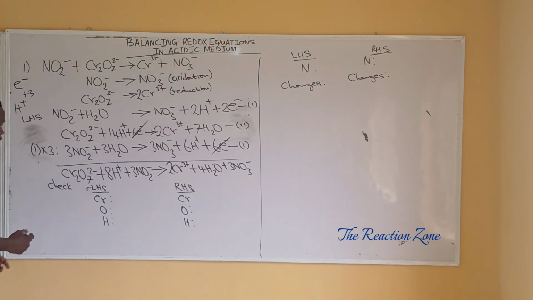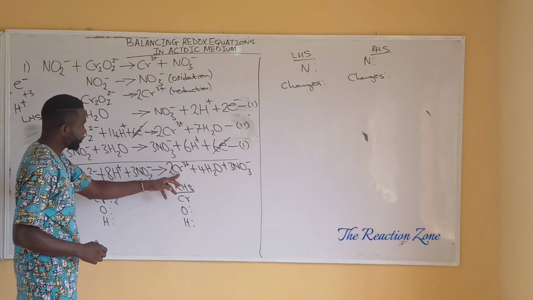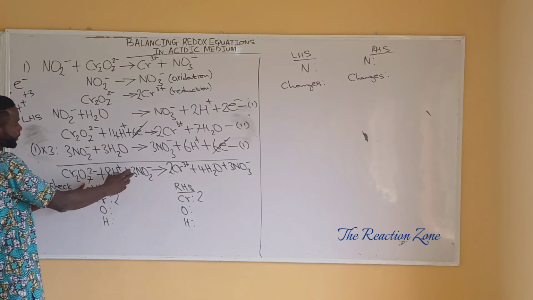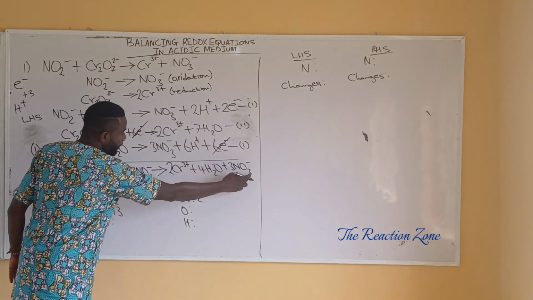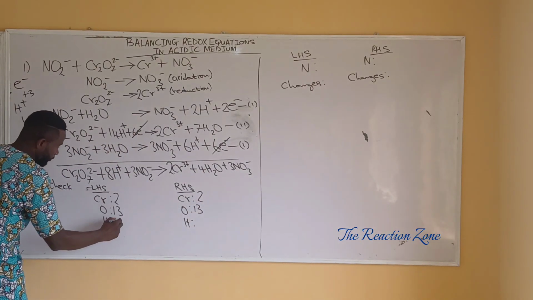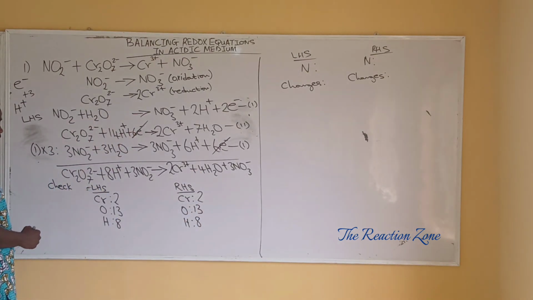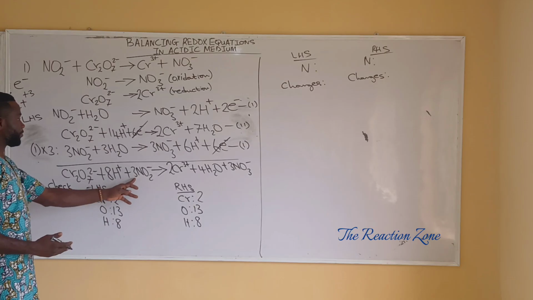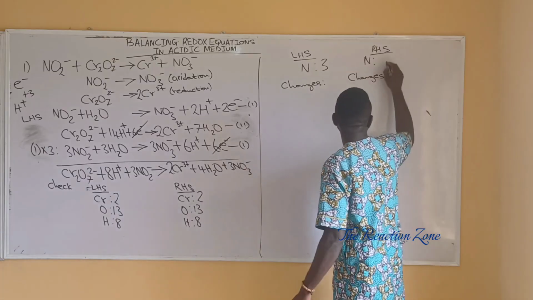So let us start. On the left-hand side, the number of chromium atoms is 2. The number of chromium atoms here is 2. The number of oxygen atoms here is 7, and this is 3 times 2, so 7 plus 6 is 13. The number of oxygen atoms here, 3 times 3 is 9, plus this 4, that is also 13. The number of hydrogen atoms here on the left-hand side is 8. The number of hydrogen atoms here, 4 times 2, is 8. And then for nitrogen atoms, the number on the left-hand side is 3, and the number on the right-hand side is also 3.